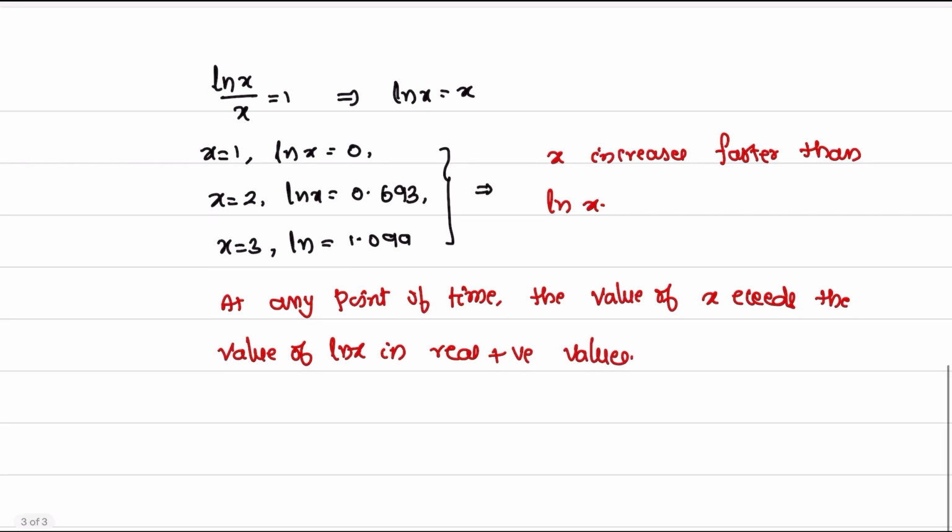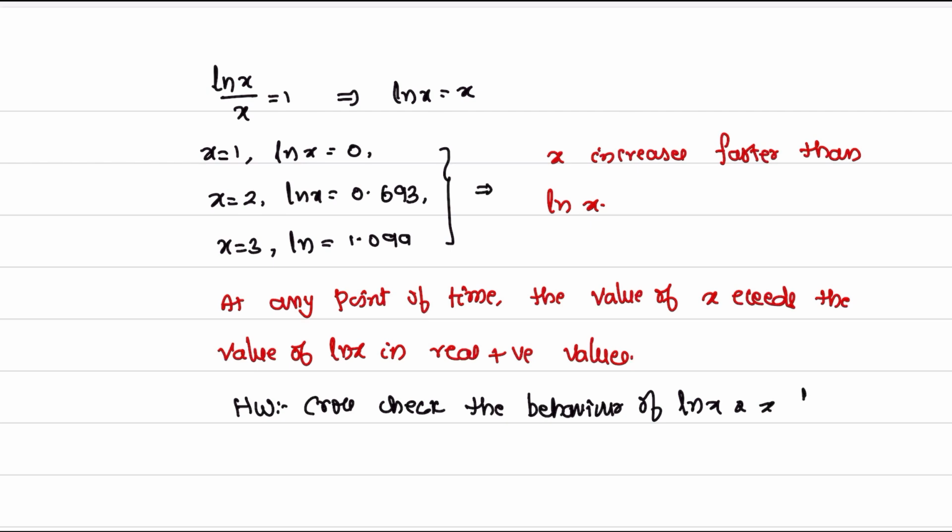As a homework, you cross-check the same for negative values. Homework is: cross-check the behavior of ln x and x for negative values. Please give your comment.